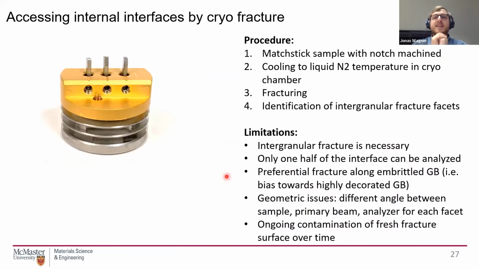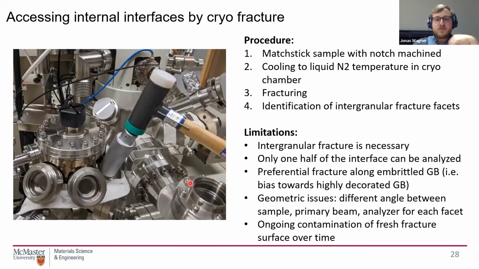So I just said that accessing internal interfaces is a challenge. There is one way to do it that usually works well for grain boundaries or larger interfaces, and that is cryofracture. Cryofracture is quite interesting. You machine such matchstick samples, which are notched. Here you can see they are put in such a holder for the Auger. They're inserted into the instrument. You can see here is our buffer chamber. They go into the analysis chamber.